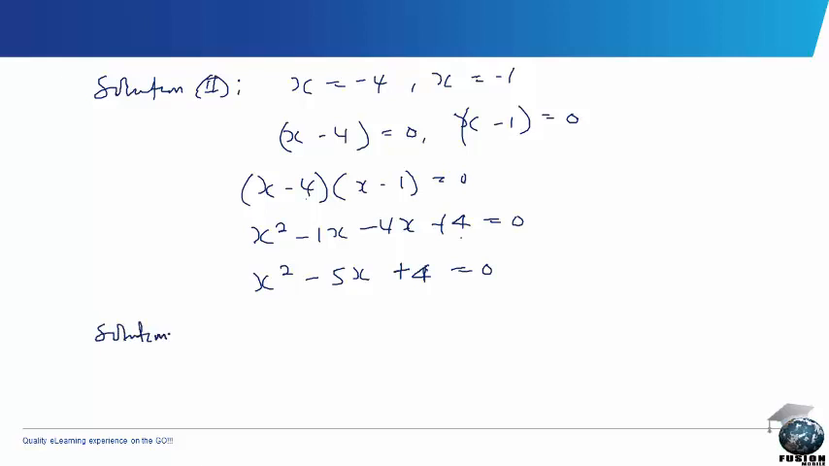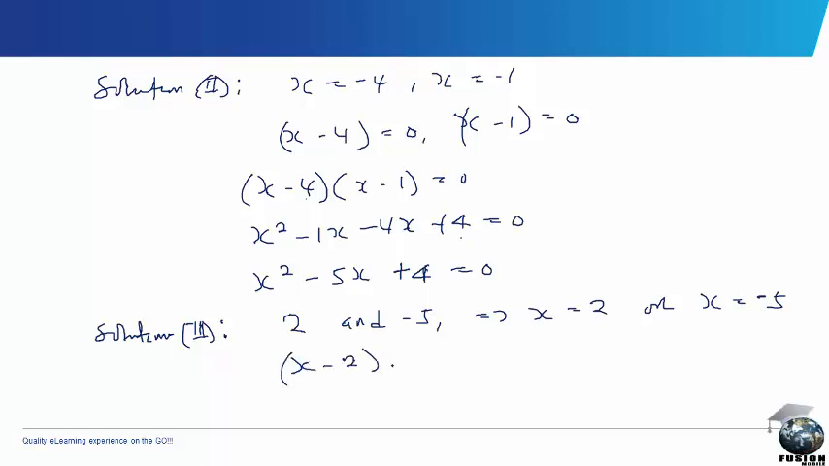Solution 3. We are told that the roots of the equation are 2 and minus 5, which implies that x is equal to 2 or x is equal to minus 5. Okay, and if x is equal to 2, you can as well write that x minus 2 equal to 0, and this becomes x plus 5 equal to 0.